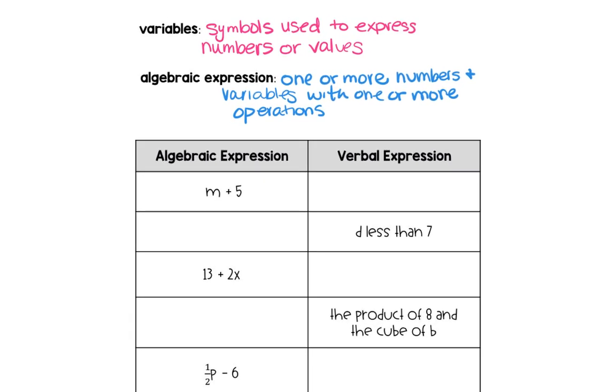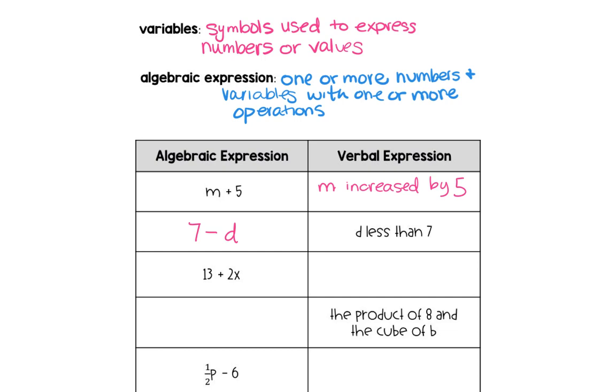So here's an example of an algebraic expression. We have a variable, here's the operation plus, and here's the number 5. One way to write this is by saying m increased by 5. When we see d less than 7, this is what we call a turnaround word. So we write this as 7 minus d. This is d less than 7.